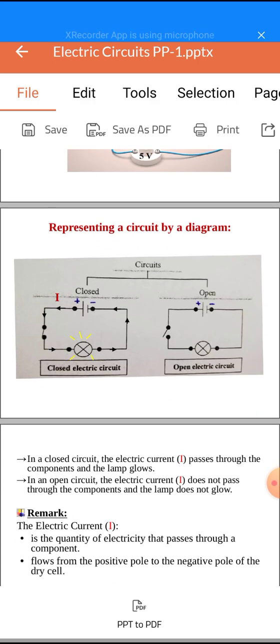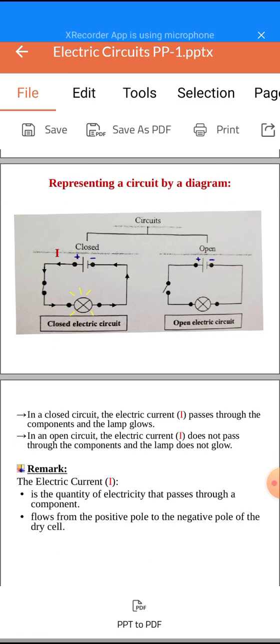We draw the circuit by diagrams using the symbols. So here we are representing two circuits, a closed circuit and an open circuit, by symbols. These are the diagrams using the symbols. In the first case, when the circuit is closed, you can see that the electric current I flows from the positive pole of the dry cell into the negative pole, and in this case the lamp glows. While in the open circuit, the electric current cannot pass, so the lamp doesn't glow.